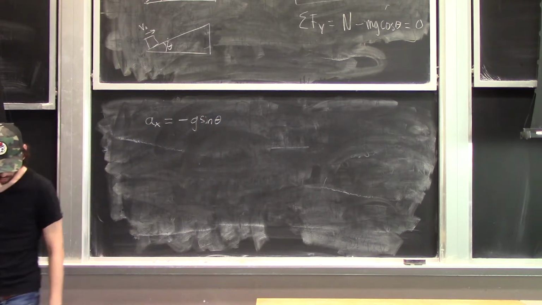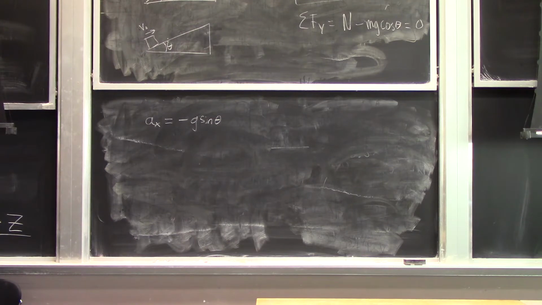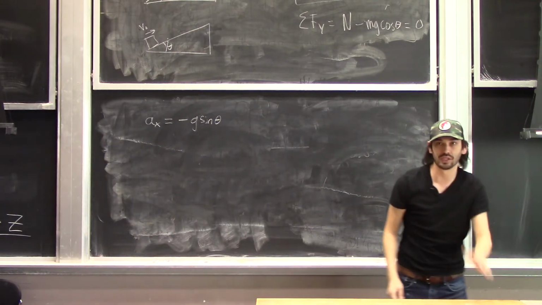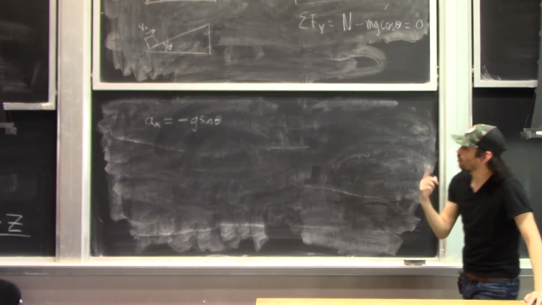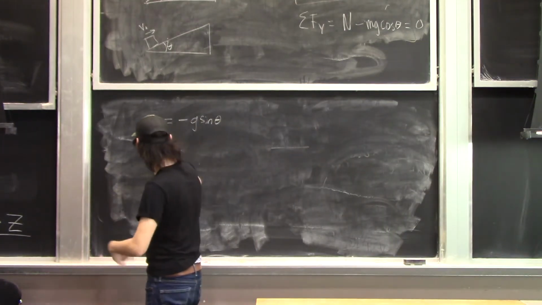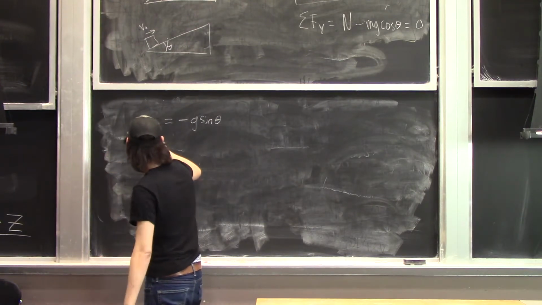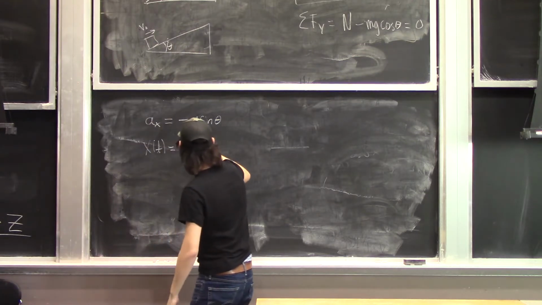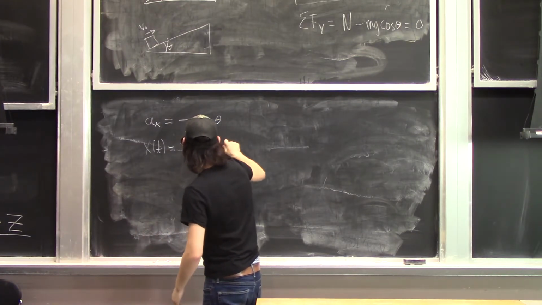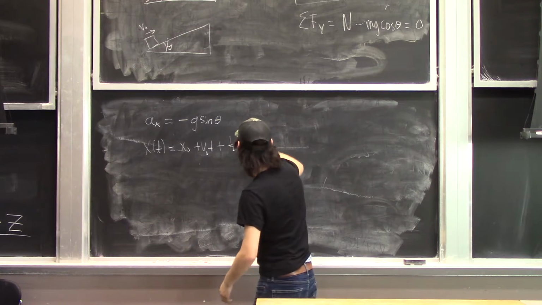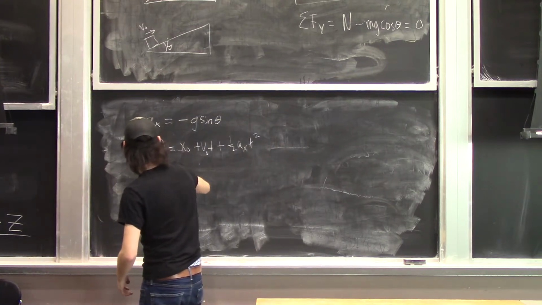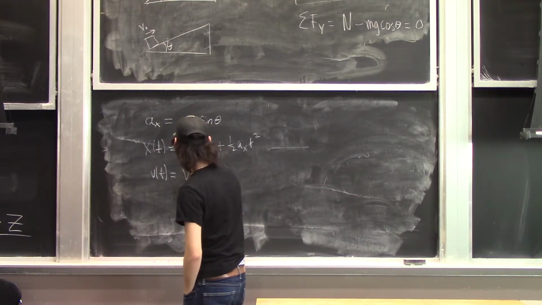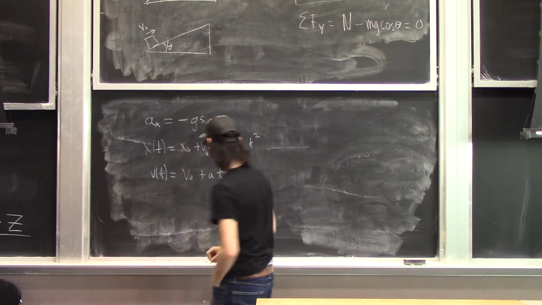Okay. Now, what we're interested in is finding the distance that this block is going to go before it stops, and there are 2 ways we can go about this. One way is to use 2 equations. The other way is to use one equation that comes from the 2 equations. The 2 equation approach says x of t is equal to x0 plus v0t plus 1/2 axt squared, and v of t is equal to v0 plus at, okay?